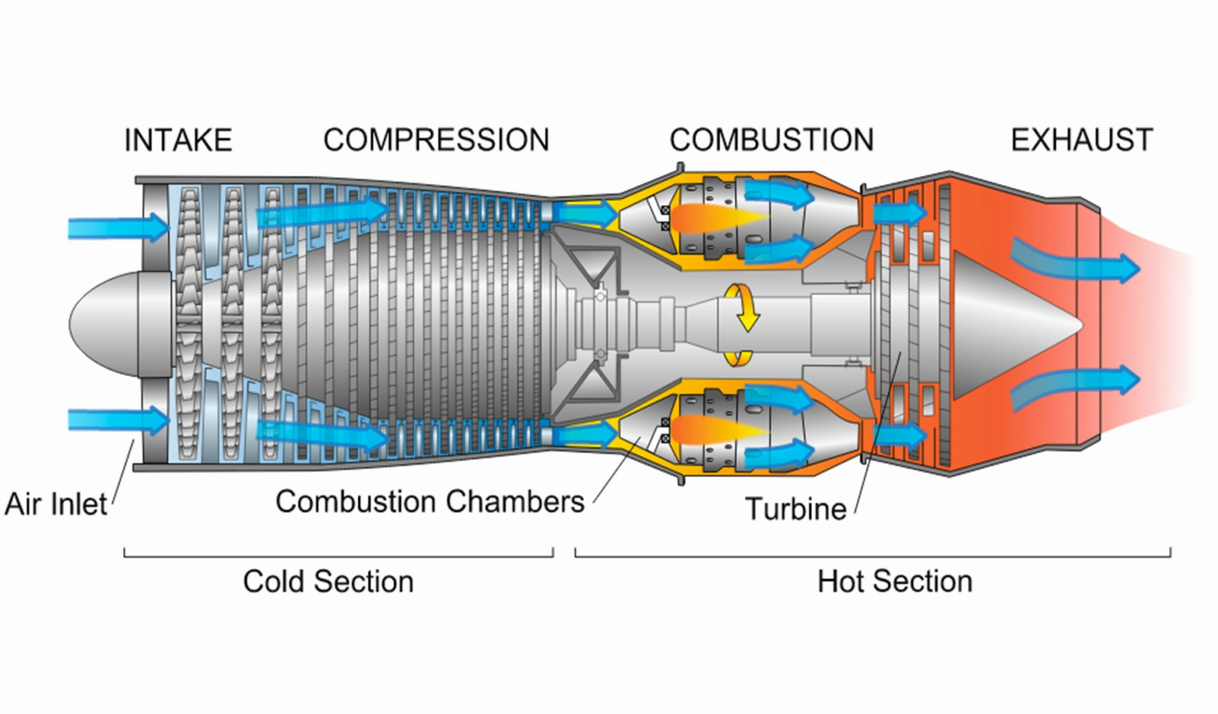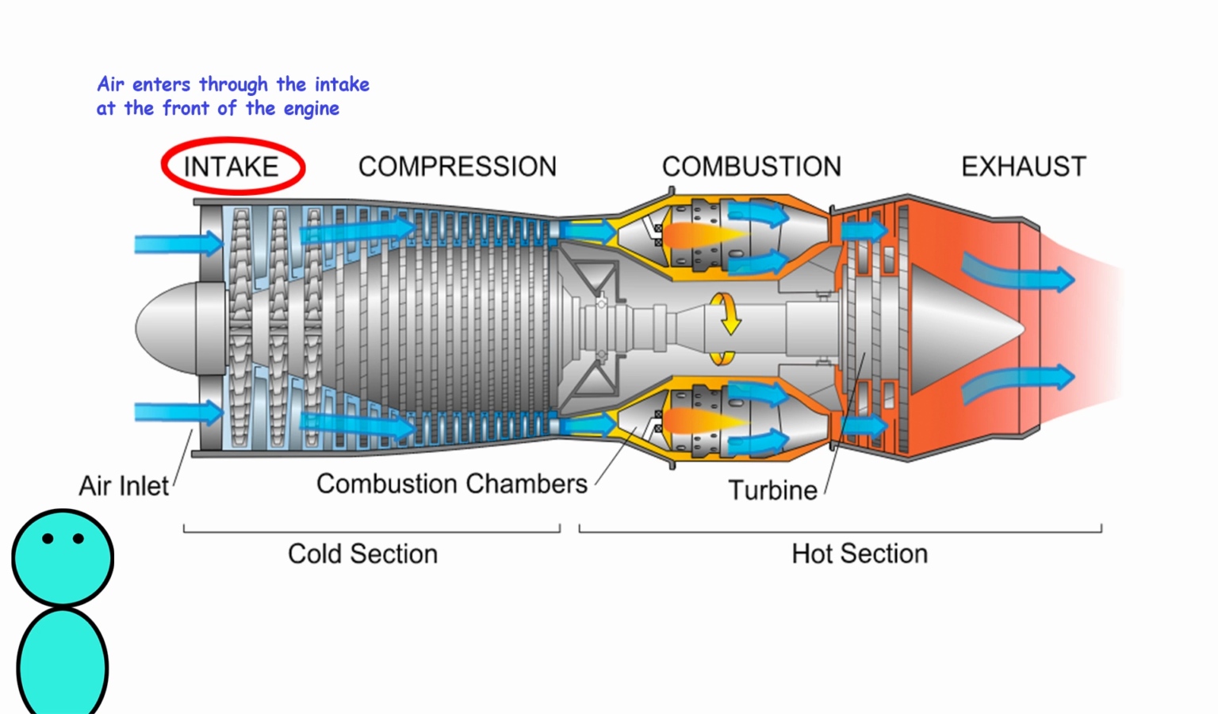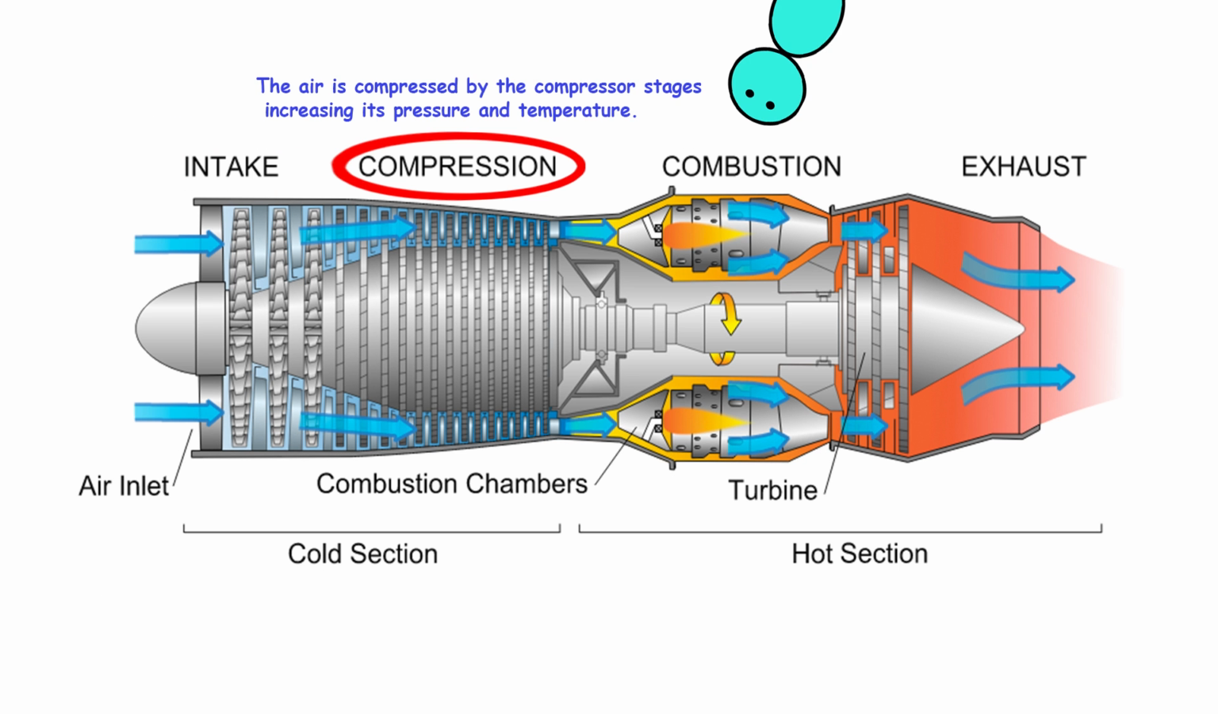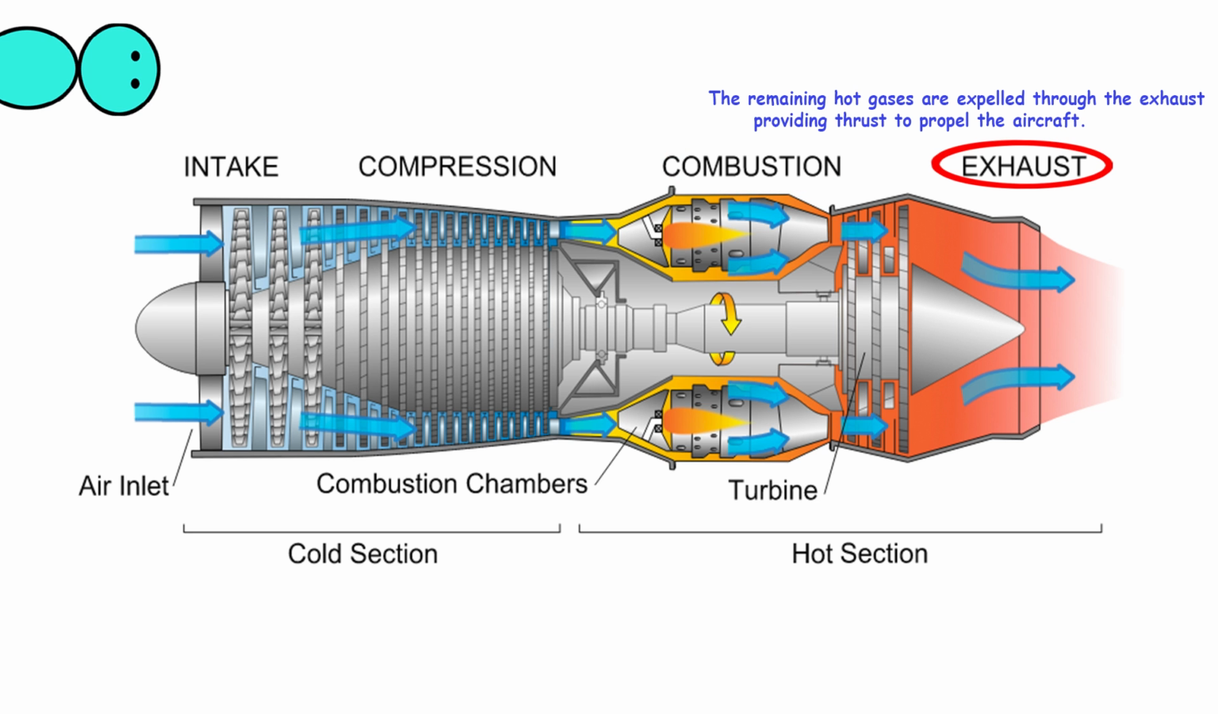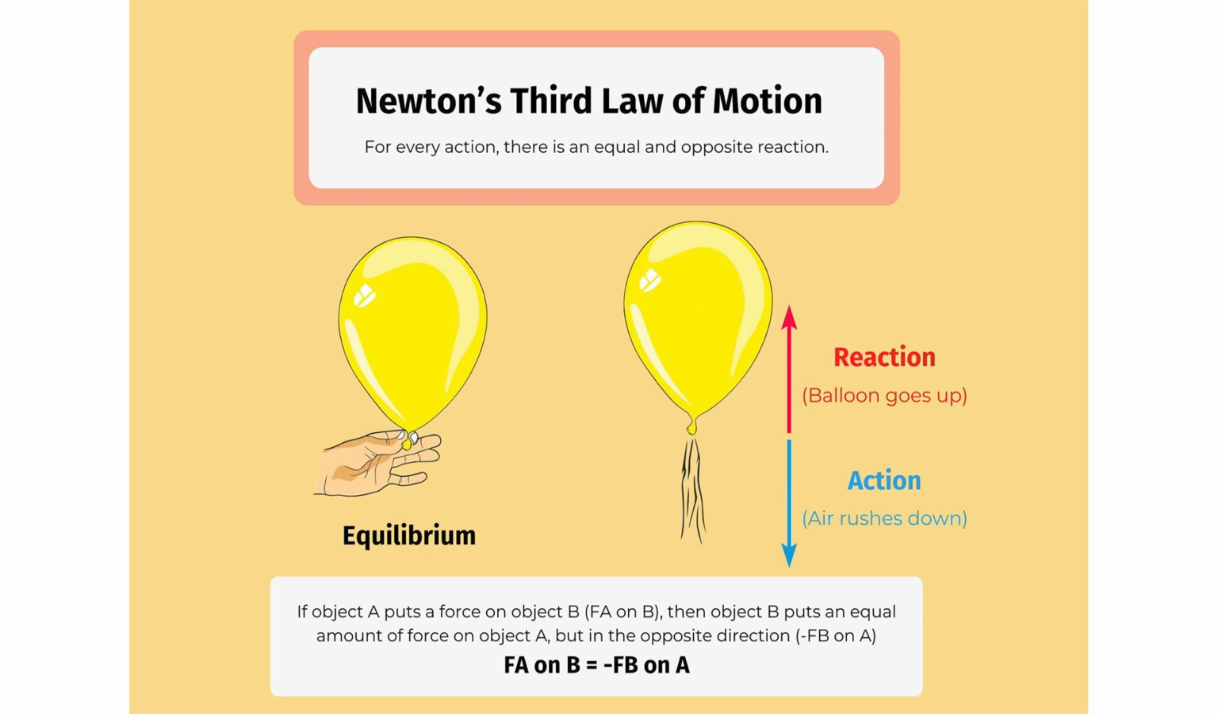Section 3. The role of thrust. While lift keeps the airplane in the air, thrust propels it forward. Jet engines produce thrust by drawing in air, compressing it, mixing it with fuel, and igniting the mixture. The hot gases expand and are forced out of the back of the engine, pushing the airplane forward. This principle is based on Newton's third law: for every action, there is an equal and opposite reaction.